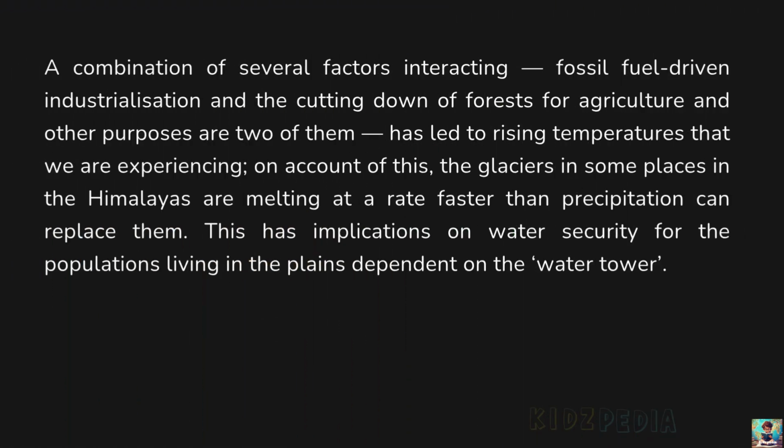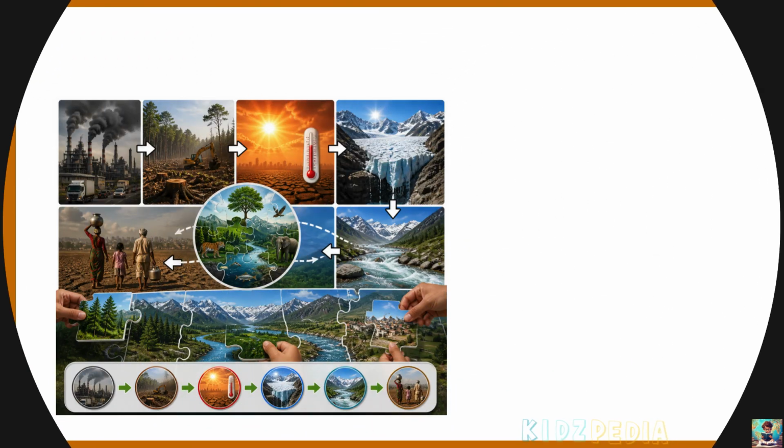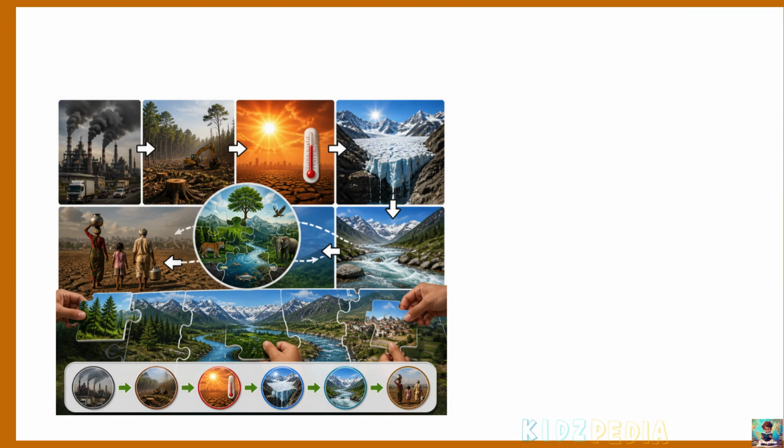A combination of several factors interacting, fossil fuel driven industrialization and the cutting down of forests for agriculture and other purposes, or two of them, has led to rising temperatures that we are experiencing. On account of this, the glaciers in some places in the Himalayas are melting at a rate faster than precipitation can replace them. This has implications on water security for the populations living in the plains dependent on the water tower. So now we understand how everything in nature is connected.